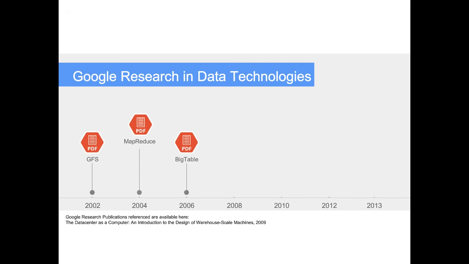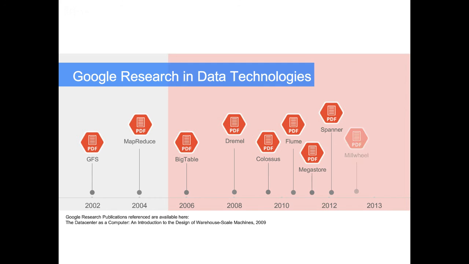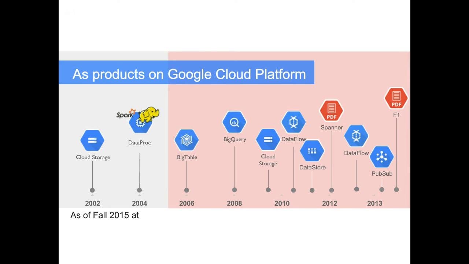Google research in data technologies is by no means new. Many of you know that we published a white paper called MapReduce that later became Hadoop. We also have a lot of interesting technologies that should be familiar to most of you, including Bigtable, as well as perhaps PubSub. And as products on Google Cloud Platform, we have taken internal tools that we've been using for a long time and made them into enterprise-grade solutions. So Bigtable, BigQuery, Dataflow, and Cloud Storage are some of the things that should ring a bell.